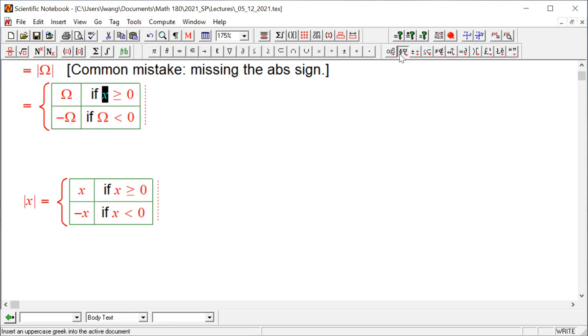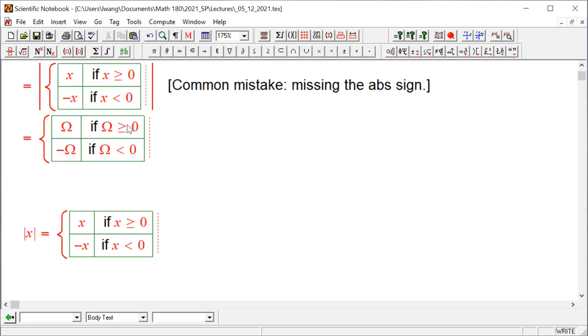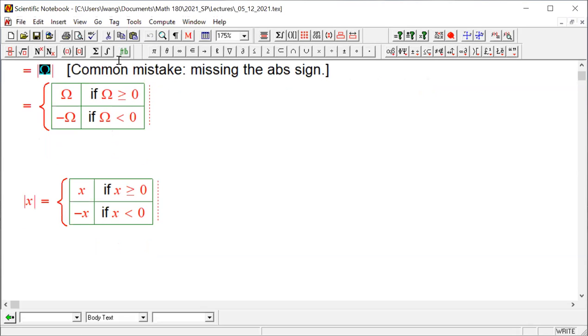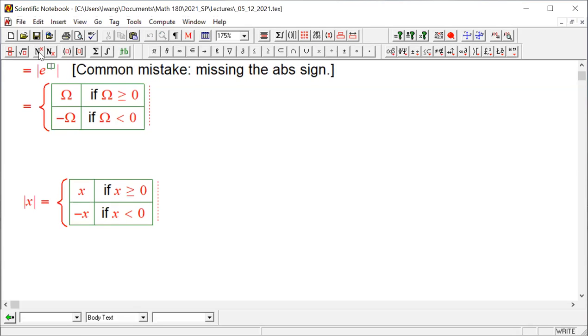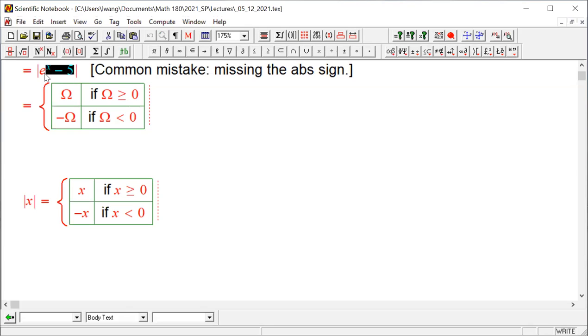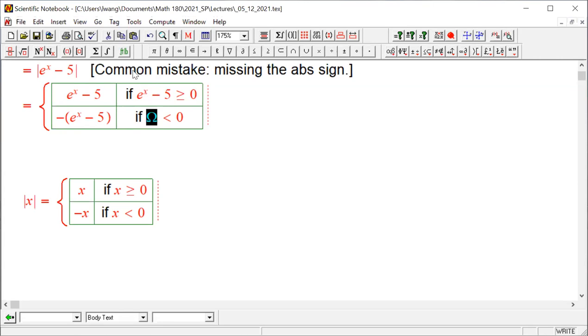And what is that baloney? Oops, sorry. Not negative. E to the power x minus 5, right? So this is e to the power x minus 5. And so this baloney turns into that. Do you see that change? Right? Do you see that change?